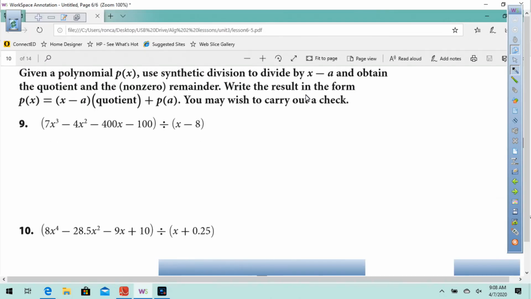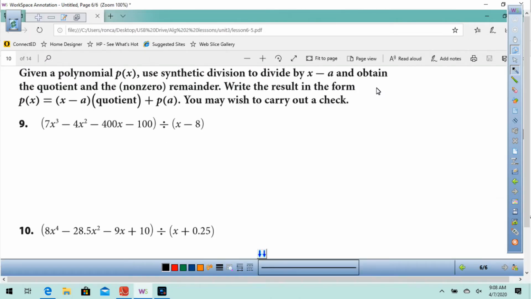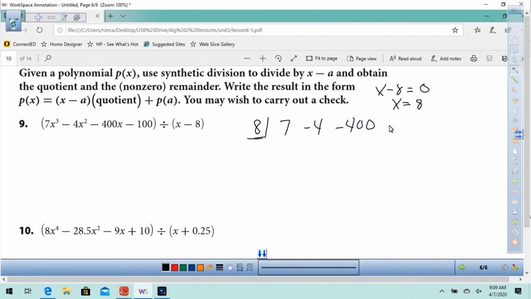It's less complicated. So here we have x minus a. So x minus 8, we're going to set that equal to 0. Add 8 to both sides, and we got x equals 8. We're going to take this 8, and we're going to put it in what's called the box. And then what do we got here? X cubed, x squared, x to the first. All right, so we got 7, -4, -400, and -100.